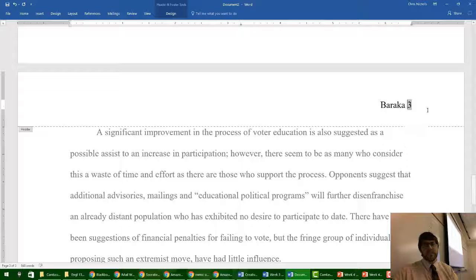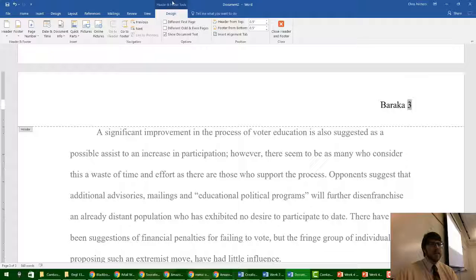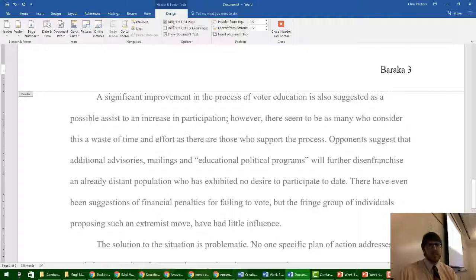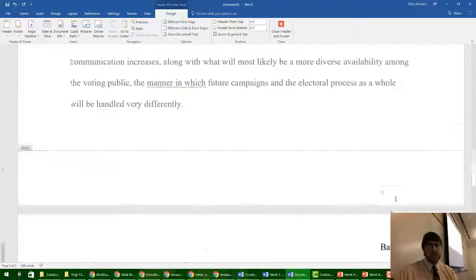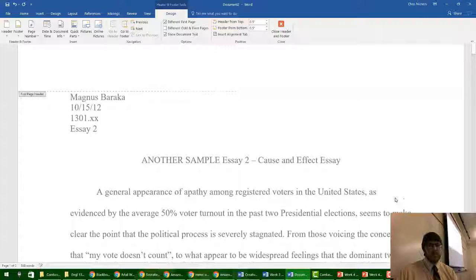Right, and this is where it gets difficult. So you have to be clicked on the right thing, and you have to go back and change it if you get it wrong. So I do design, because it's talking about header footer tools now. Design, and I do different first page. Now, because I can see that it's still on page 3, that means I know it went through properly. It's going to be on page 2, but it's not going to be on page 1.